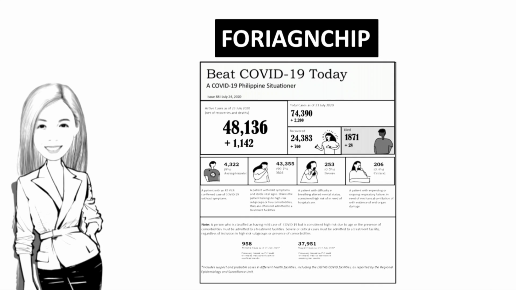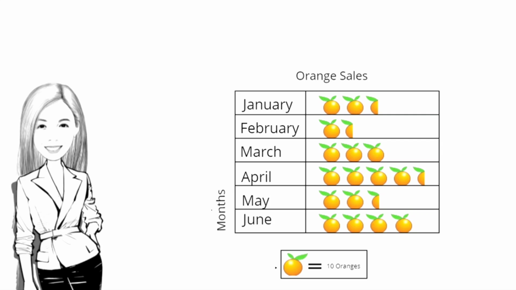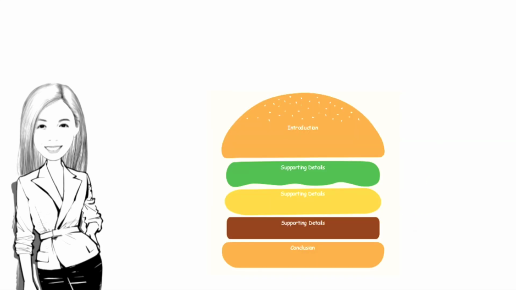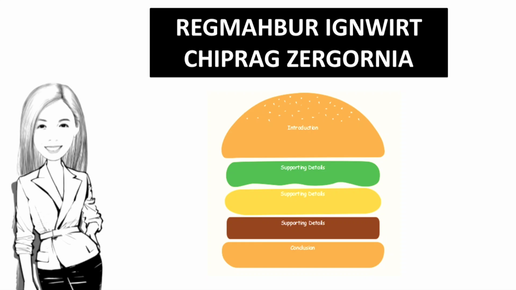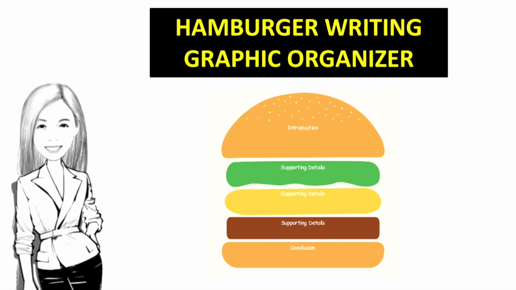Did you already make an infographic? How about the next one? Yes, obviously it's a pictograph. Did you try making one before? You might get hungry in this next picture. It has introduction, supporting details, and conclusion. This is an easy one. It's a hamburger writing graphic organizer. Are you right? I hope you got a perfect score.